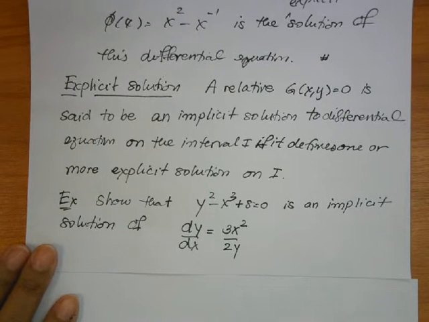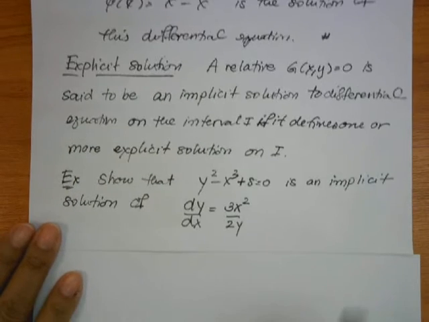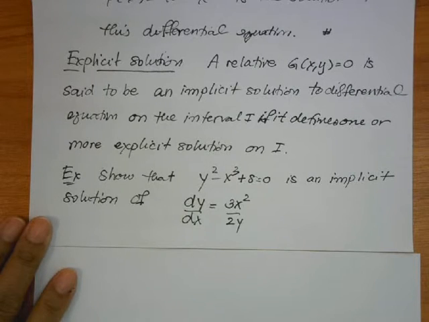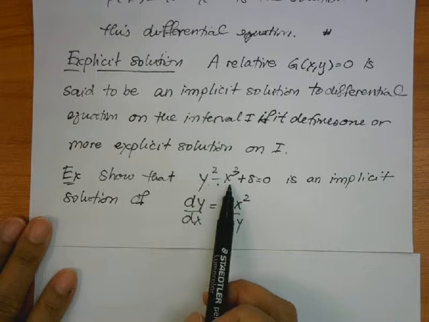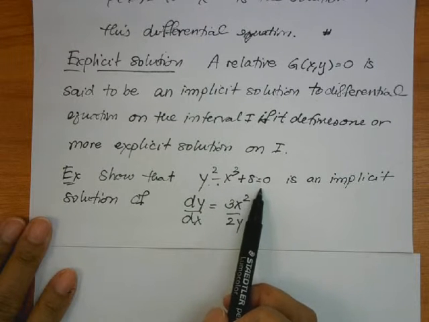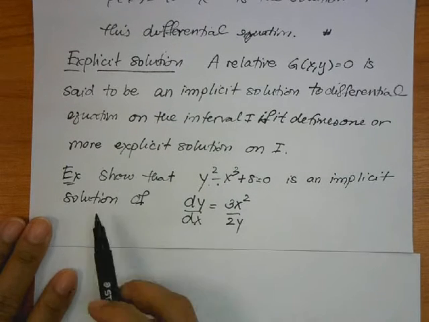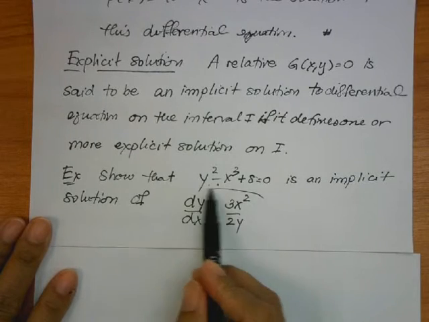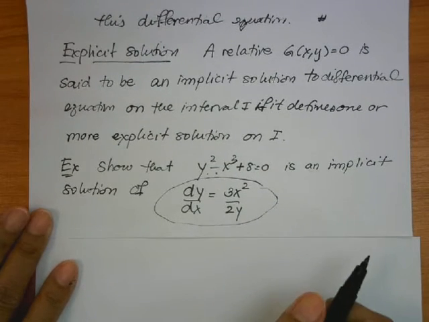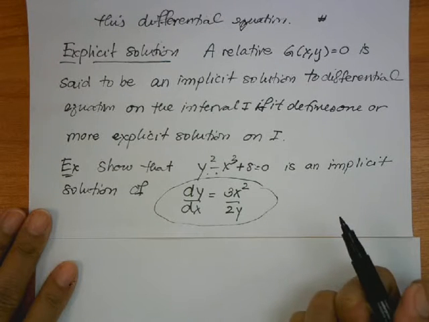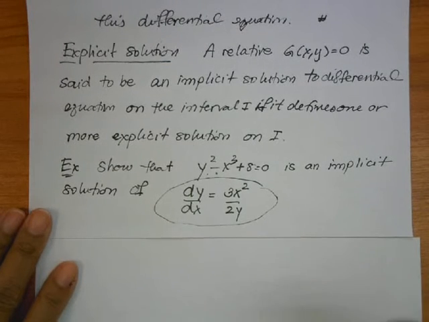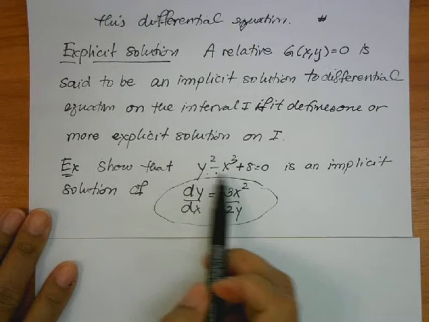explicit solution on I. For example, this equation: show that y squared minus x to the power 3 plus 8 equal to 0 is an implicit solution of this differential equation. If you take a look at this, you can write down y as a function of x with one answer. For example, you said that this is the solution, right?